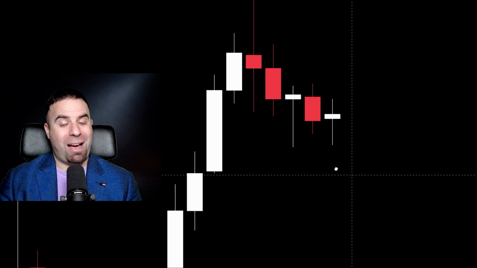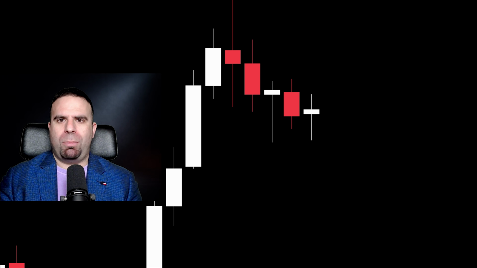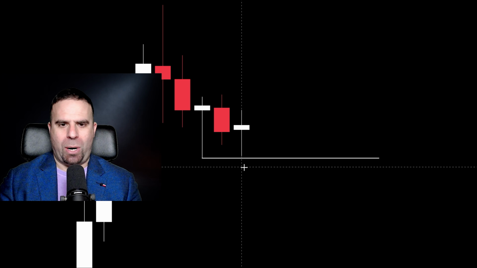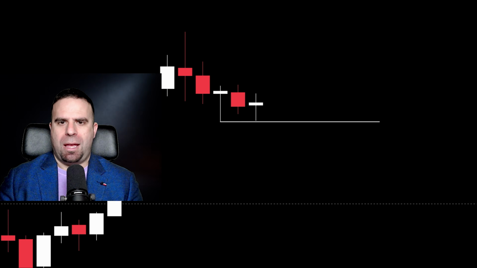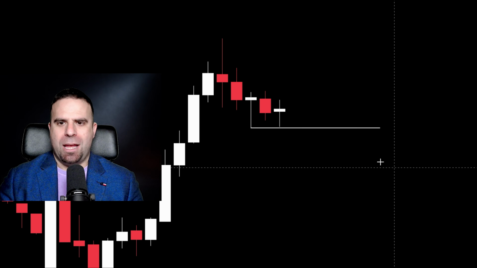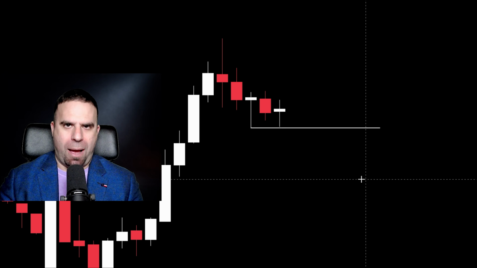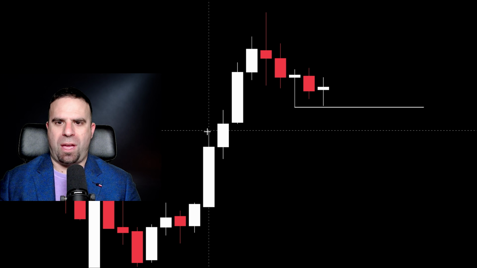Now that you have identified your proper first low, what you will be doing, you will be placing a horizontal line right below it. And then you're gonna question yourselves, do I have any fair value gaps below this area? And if you said yes, you are absolutely right. I do have two fair value gaps.